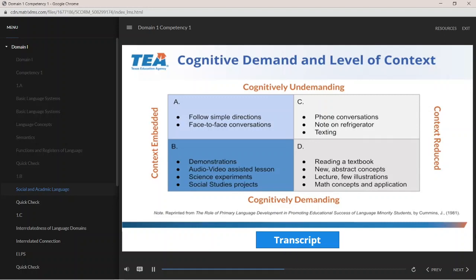In quadrant C, telephone conversations, note on the refrigerator, texting are all cognitively undemanding tasks with reduced context. These often happen naturally as a student develops basic interpersonal communication skills, or BICS. Since tasks such as those listed in Quadrant D, reading a textbook, new abstract concepts, lecture with few illustrations, math concepts and application, are cognitively demanding, English learners would need the scaffolds and prompts that help to embed context so that the input is comprehensible.